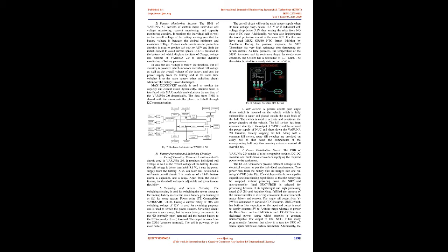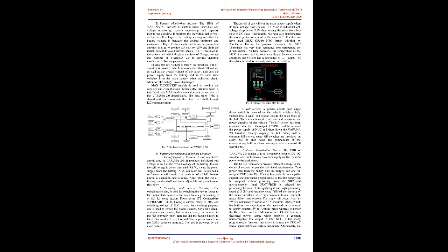2. Battery monitoring system. The BMS of VARUNA 2.0 consists of custom-made individual cell voltage monitoring, current monitoring, and capacity monitoring circuitry. It monitors the individual cell as well as the overall voltage of the battery, making sure that the battery voltage is between the desired minimum and maximum voltage. Custom-made inrush current protection circuitry is used to provide soft start to the AUV and limit the inrush current to avoid current spikes. An LCD is provided in the battery hull which displays the state of charge, voltage, and runtime of VARUNA 2.0 to enforce dynamic monitoring of battery parameters.